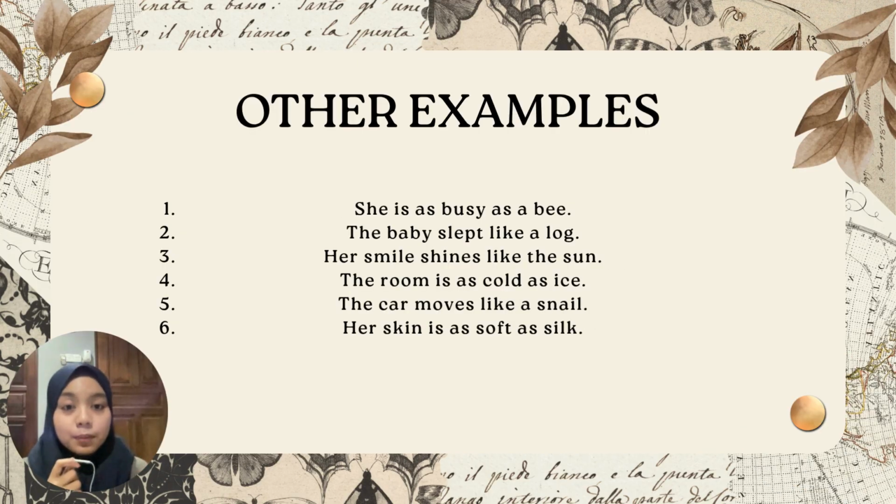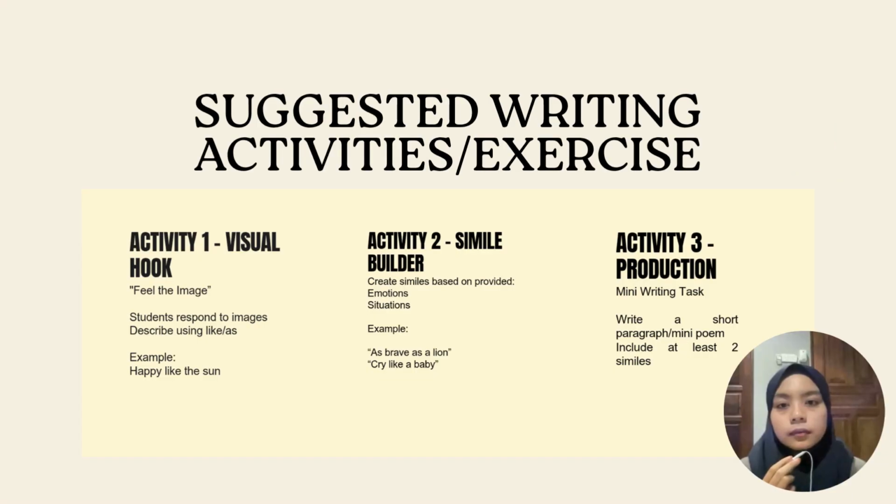And here are some other examples that can be guidance for the students to complete the task. So we have both patterns here, the as pattern and also the like pattern. The first one, she is as busy as a bee, and the second one is the like pattern, which is the baby slept like a log. And followed by the third one, her smile shines like the sun, and then the room is as cold as ice. And the next one, the cow moves like a snail, and then the last one, the skin is as soft as silk.